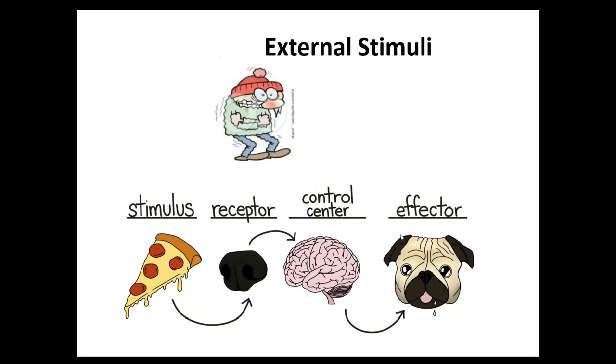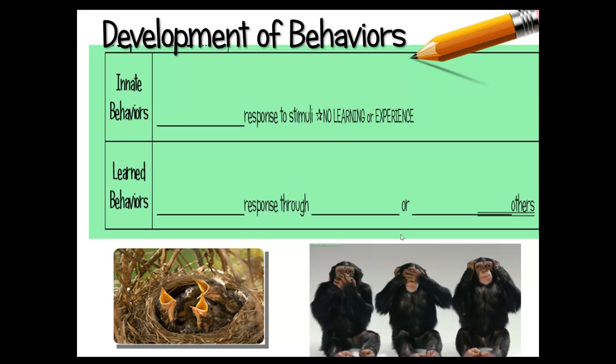Sight, if you see something that's frightening, your body's going to react. There's the fight or flight. That means you're either going to run away or you're going to get a lot of adrenaline and want to defend yourself from whatever that scary situation is. All right, so those are external stimuli.